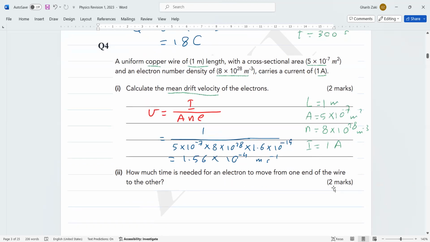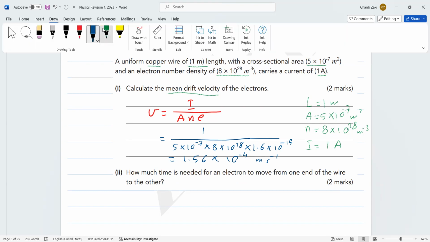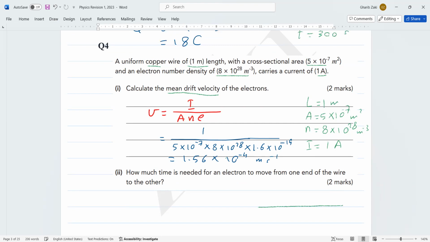next question. How much time is needed for an electron to move from one end of the wire to the other? The length of the wire, this is the wire. The length is 1 meter. So the distance or the length of the wire is 1 meter.